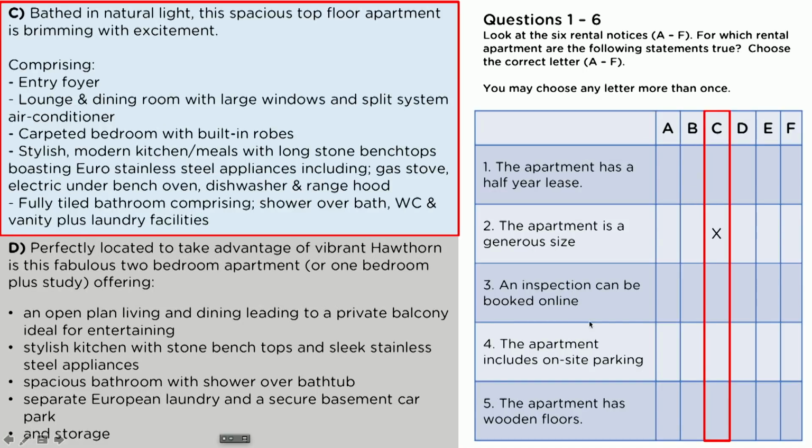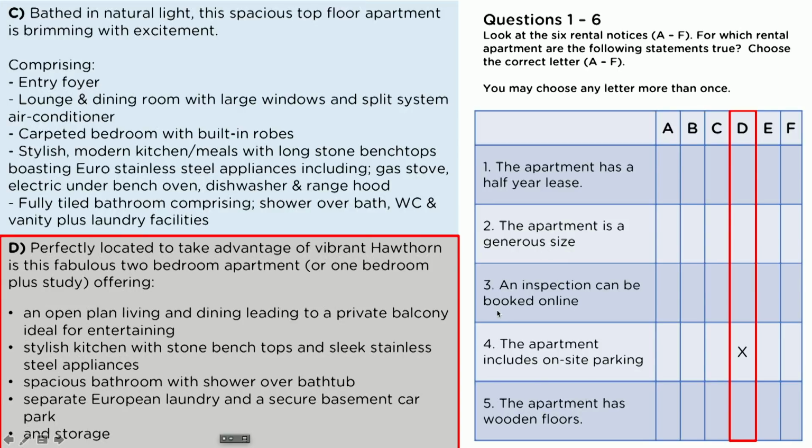Cool. Let's look at C. Well, apparently C, the apartment is a generous size. Have a look at the first sentence of C. It says, bathed in natural light, this spacious top floor apartment. Spacious and generous size. That sounds pretty good to me. That sounds like a synonym. That sounds like number 2 is C. Or you can think about it like this. C is number 2, right?